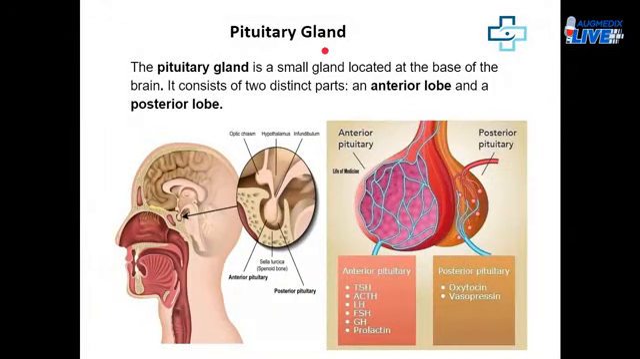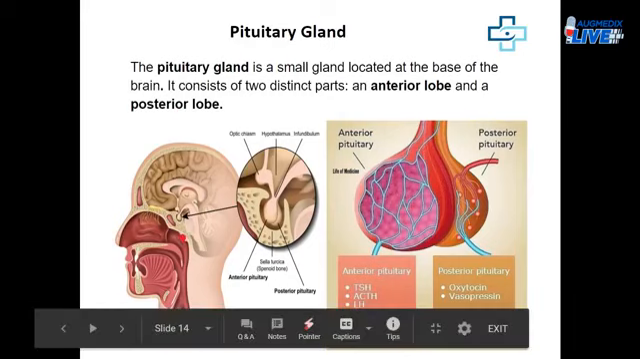Next, the master gland, the pituitary gland. Let's have a look at it. The pituitary gland is a small gland located at the base of the brain, and consists of two parts, the anterior and posterior lobe. I hope you already know what anterior means, which means in front, and posterior means behind. So let's have a look at this.